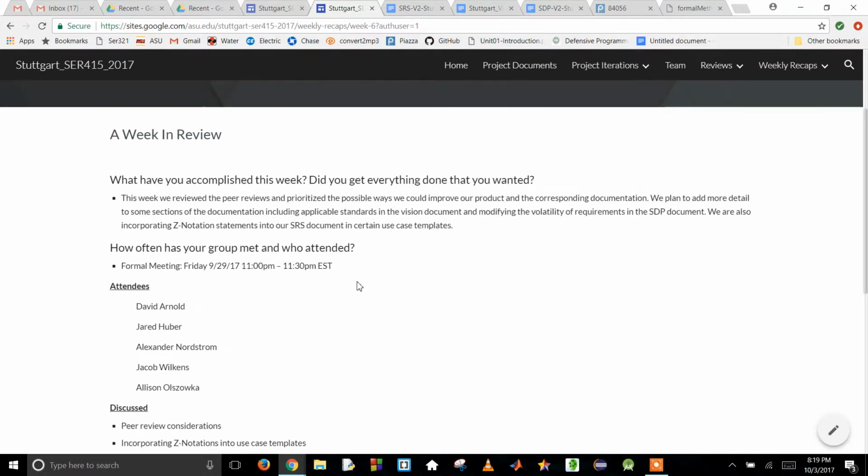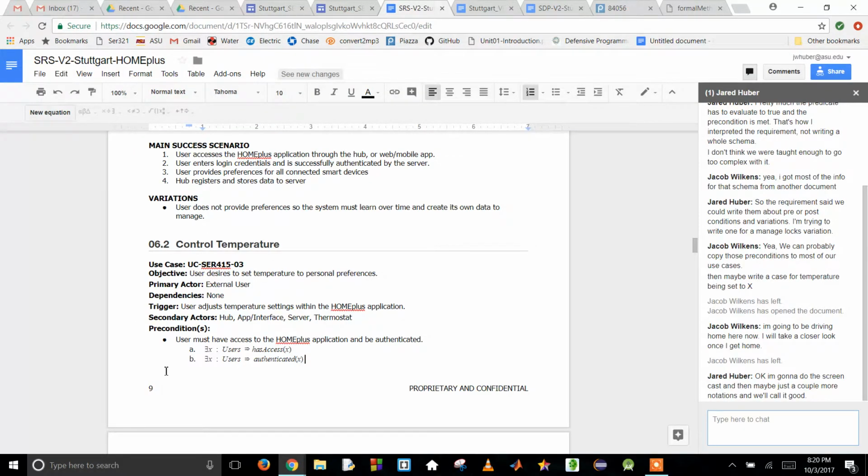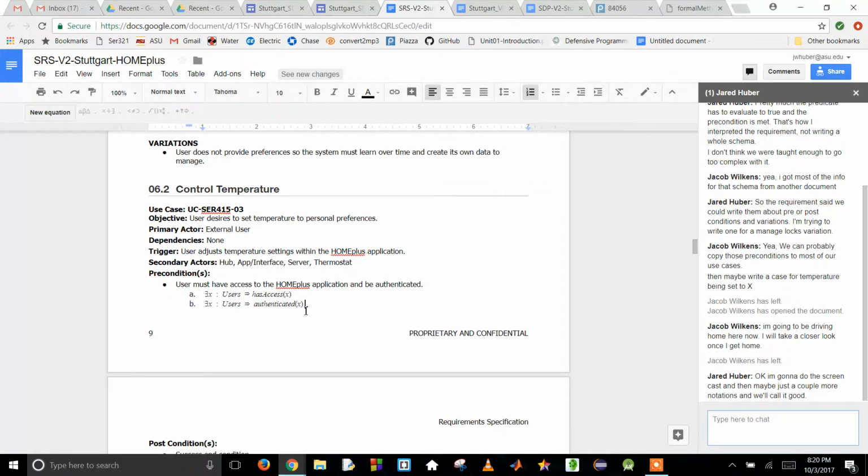Tracing back up to incorporating Z notation. We incorporated statements into our use case templates where we deemed applicable. Switching over to the SRS document, we can see a couple of those statements here. First, we state that there must exist a user who has access. We also state that there must exist a user who has been authenticated. That would be a precondition to be able to control the temperature using the Smart Hub.